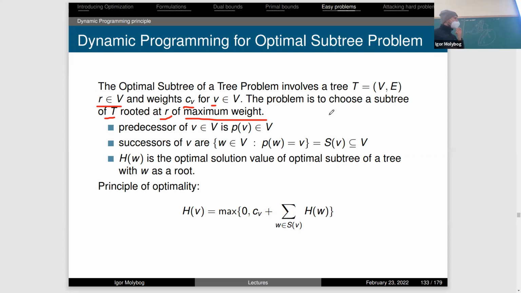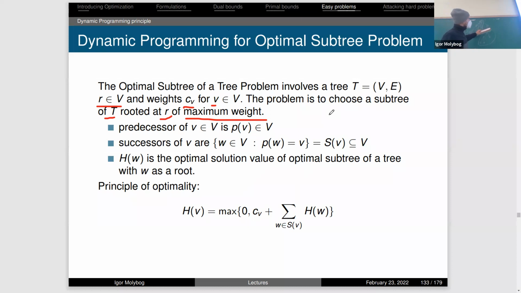And the principle of optimality is claimed to be the following. H of V is the maximum between zero and C of V plus the sum over all of the successors of the optimal solution for the subtrees corresponding to the successors. How to make sense of it? This is interesting because this is the first problem that you cannot really easily reformulate as a shortest path problem. It's a slightly different thing because it has a more complicated tree structure.